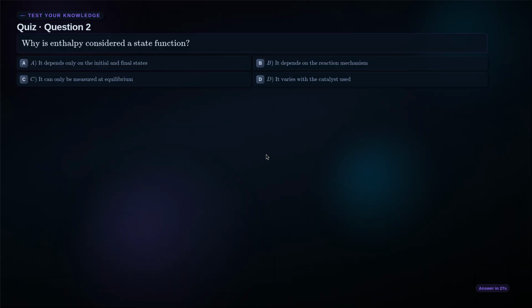The correct answer is A. A state function depends only on the current state of the system, not on how that state was reached. Enthalpy H is a state function, so ΔH depends only on H products minus H reactants, not on the pathway.